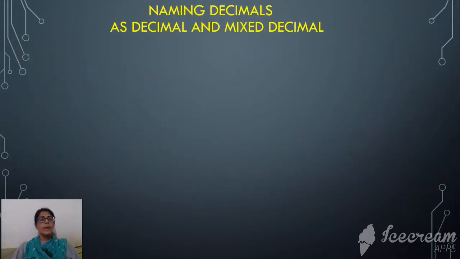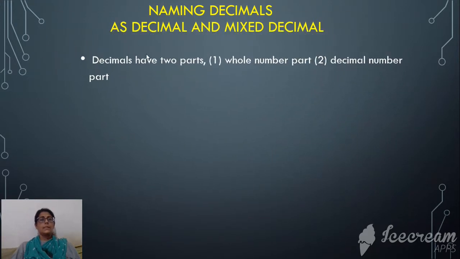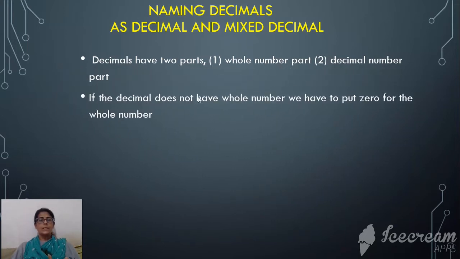Now naming decimal as the decimal and a mixed decimal. Decimal has two parts. One is the whole part and another is the decimal part. Right? If the decimal does not have a whole number, listen to it clearly. If the decimal does not have a whole number, we have to put zero for the whole number. Here you can check in the example.